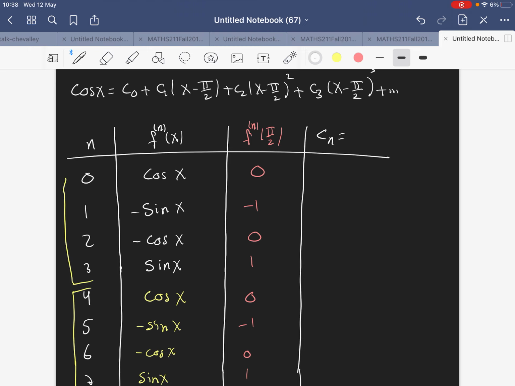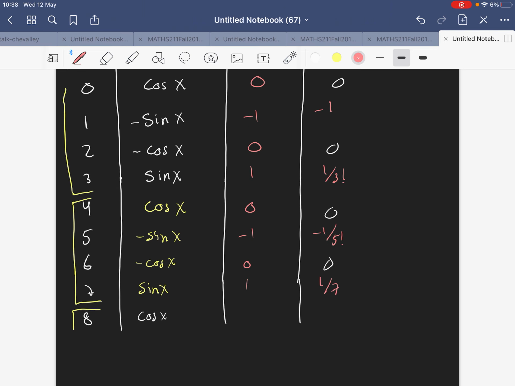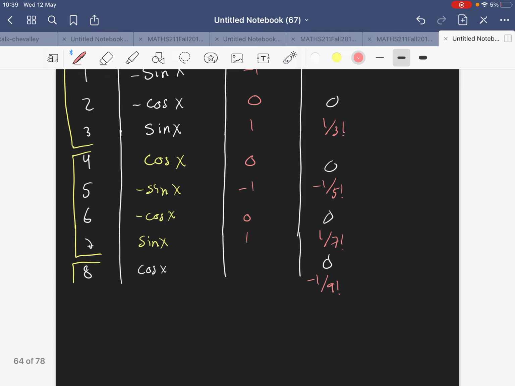Finally, we need to find cn. cn is the nth derivative at pi over 2 over n factorial. This is 0, 0, 0. Now, those are negative 1, then 1 over 3 factorial, negative 1 over 5 factorial, and this one will be 1 over 7 factorial. Can you guess what would be the next one? Exactly, it will be 0. And after 0 will be negative 1 over 9 factorial. Why is this negative? Because it's an alternating series here.